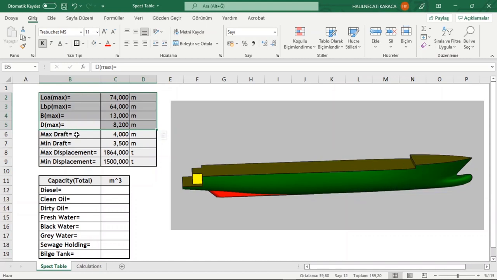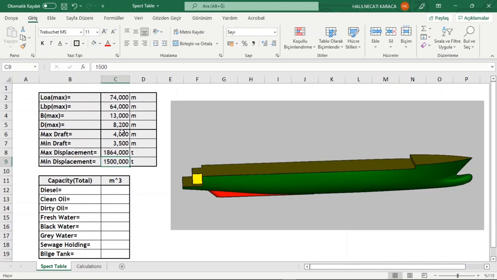At the bottom, we determined the maximum draft and minimum draft values in the previous lesson. We also determined maximum displacement and minimum displacement values according to the draft values. It was decided that while the boat has a draft of 4 meters, the displacement value of the boat is determined as 1864 tons. At the minimum draft, 3.5 meters, its displacement value was determined as 1500 tons.